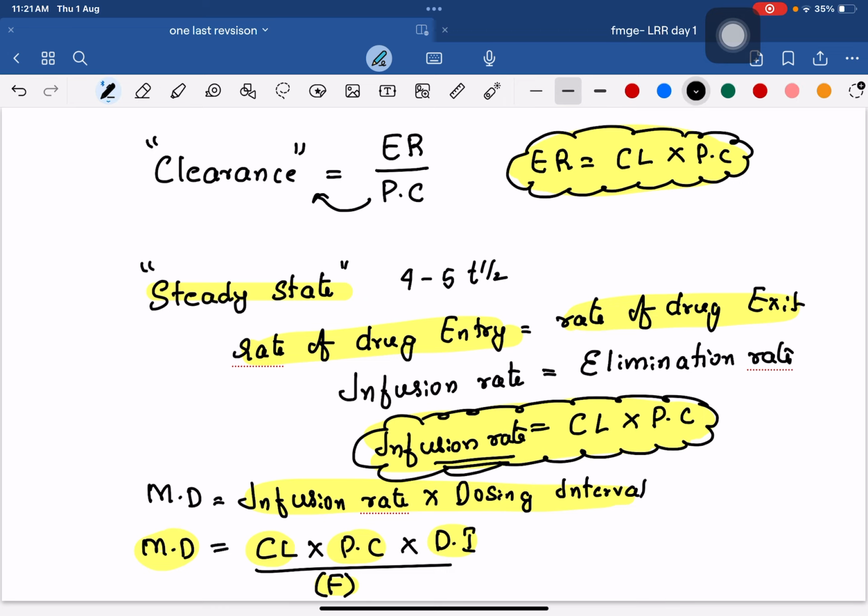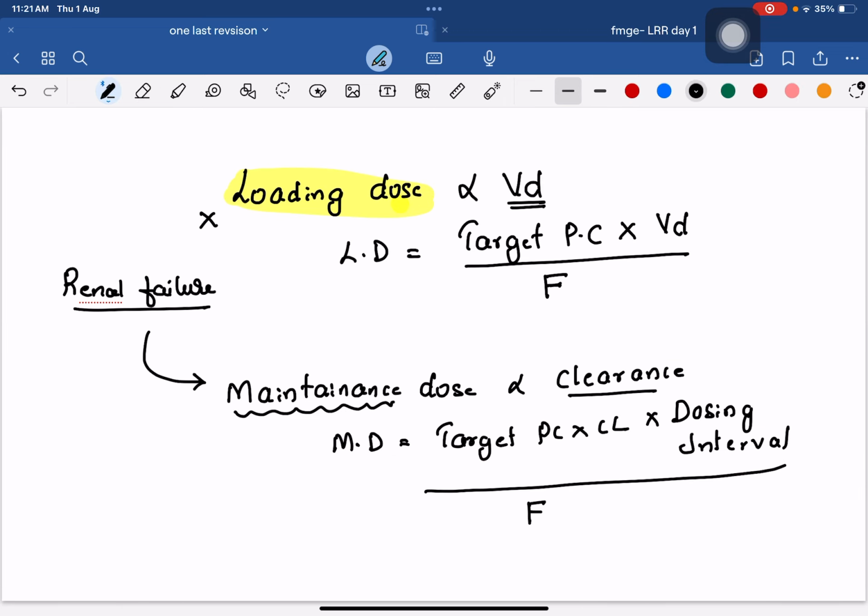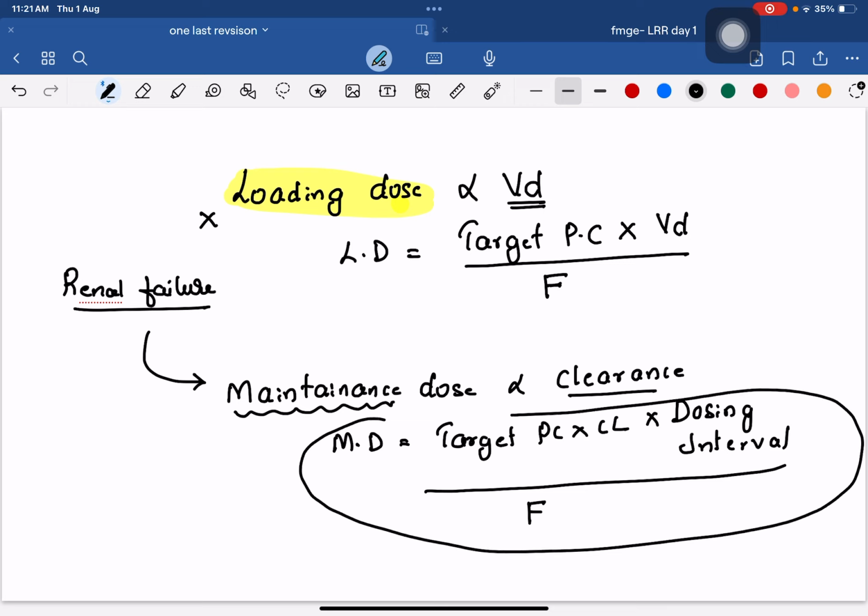Now compare this maintenance dose with the one here also. It is the same thing. So maintenance dose is equal to target plasma concentration into clearance into dosing interval divided by F.